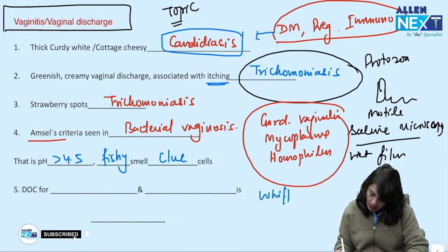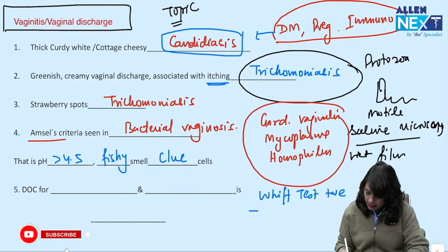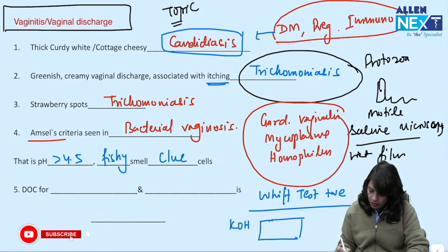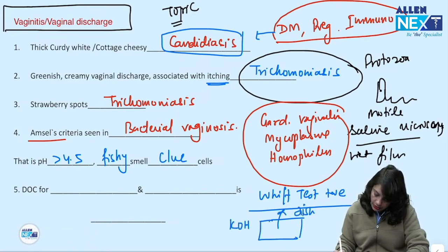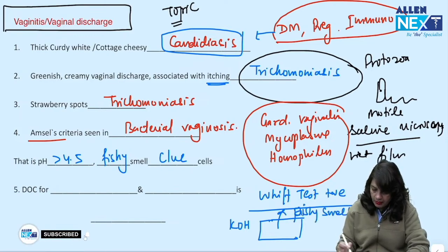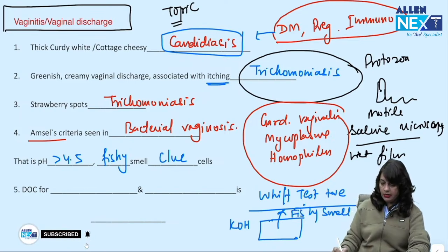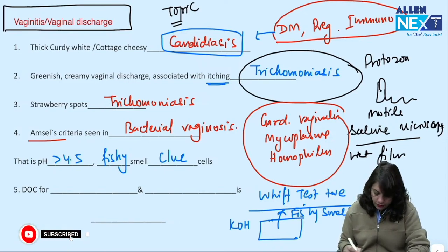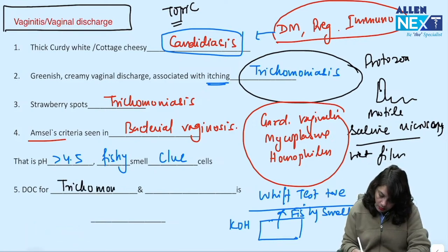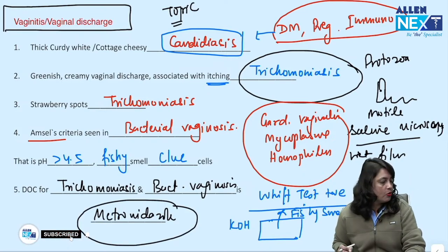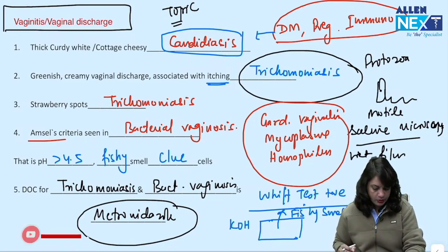Okay, and you should remember Whiff test is positive in bacterial vaginosis. What is Whiff test? Whiff test is you put KOH on a slide where you have taken the sample. There is a fishy odor smell. That is Whiff test. So the drug of choice for trichomoniasis and bacterial vaginosis is metronidazole.